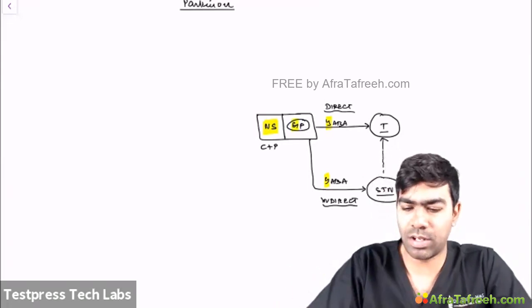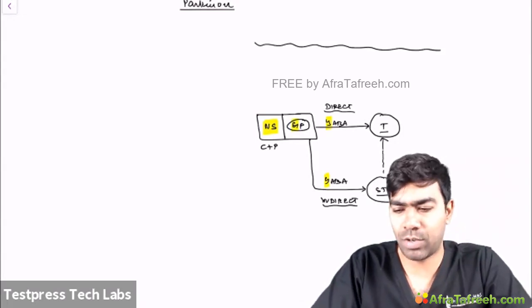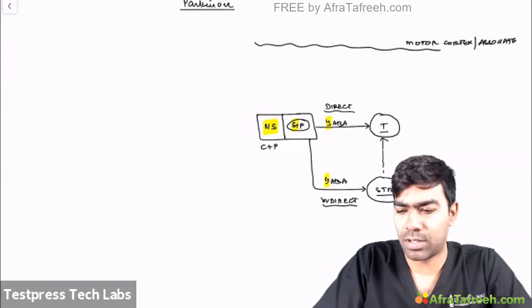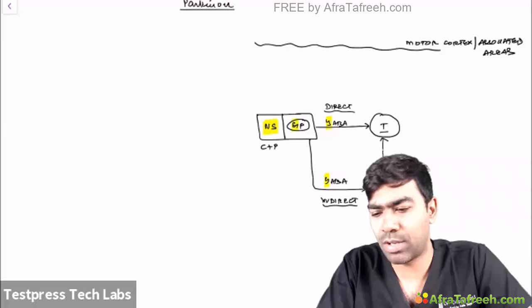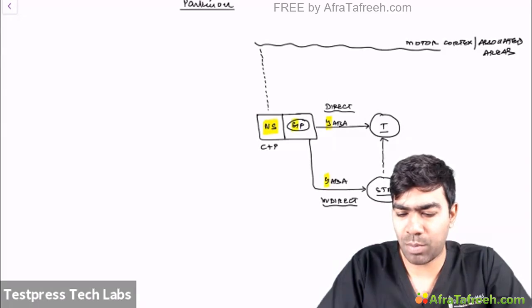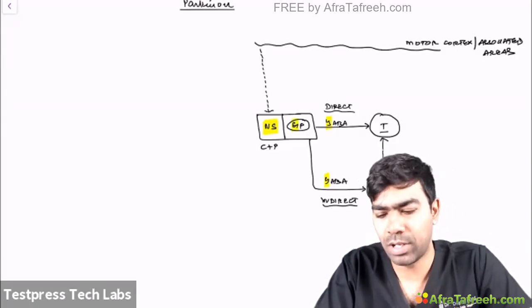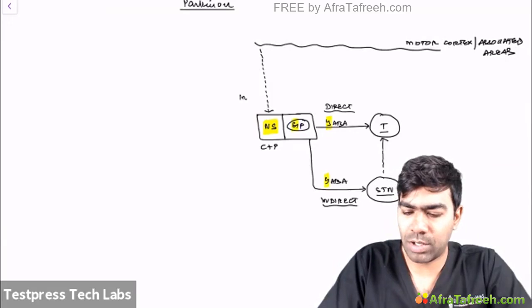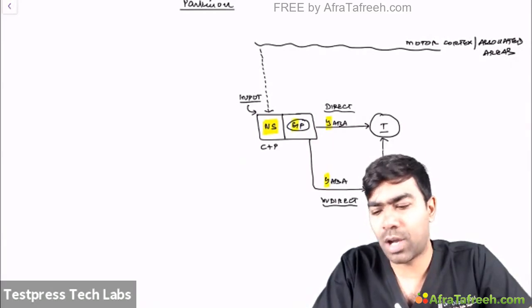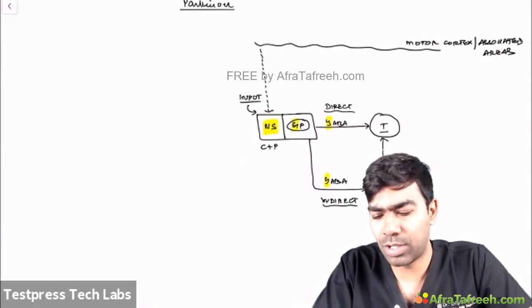So whenever you want to do a movement, for example, let us assume this is a motor cortex, and many association areas are also there which can communicate with the basal ganglia. Whenever they want to perform a particular movement, they need to consult with the basal ganglia about the appropriateness and the rightness of the particular activity and movement. So remember, the input into the basal ganglia is always through the neostriatum. The output that comes out of the basal ganglia is always from the globus pallidus.